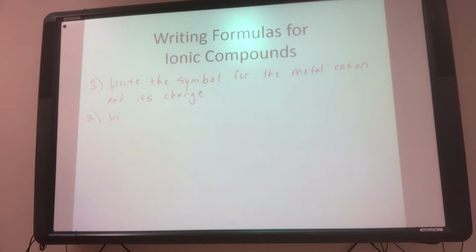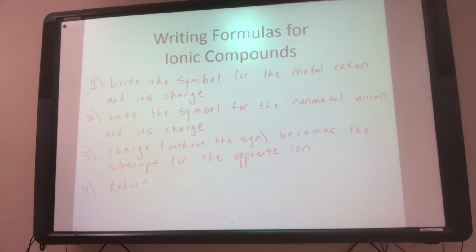Then step 2 is to write the symbol for the non-metal anion and its charge. Then the third step is that the charge without the sign, so just the number, becomes the subscript for the opposite ion.